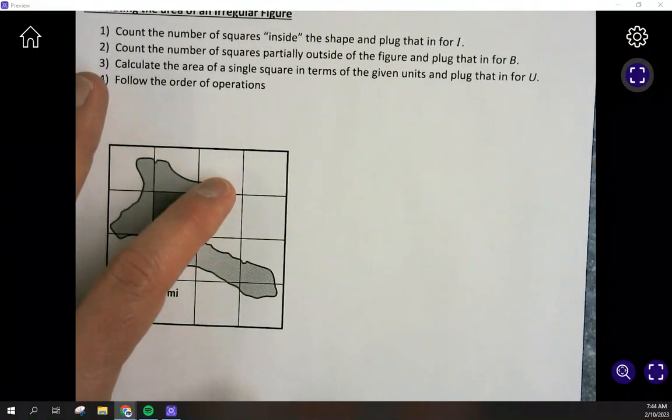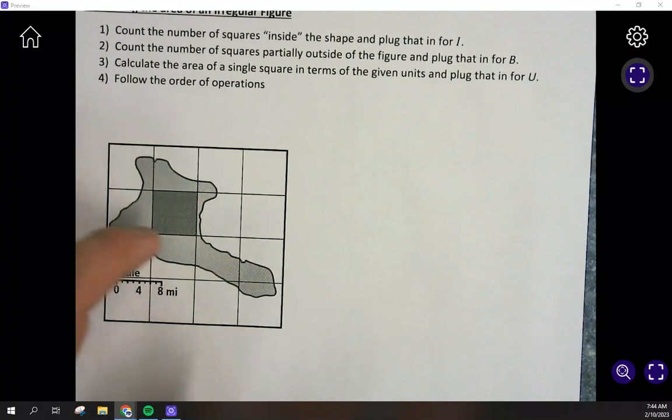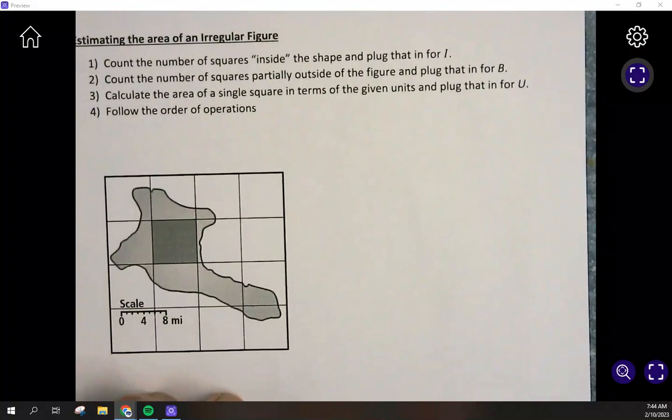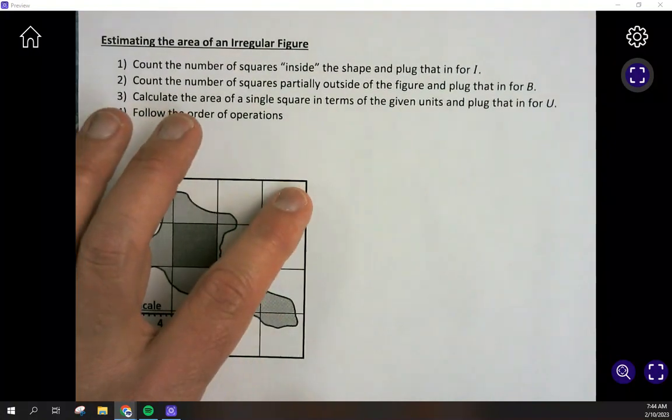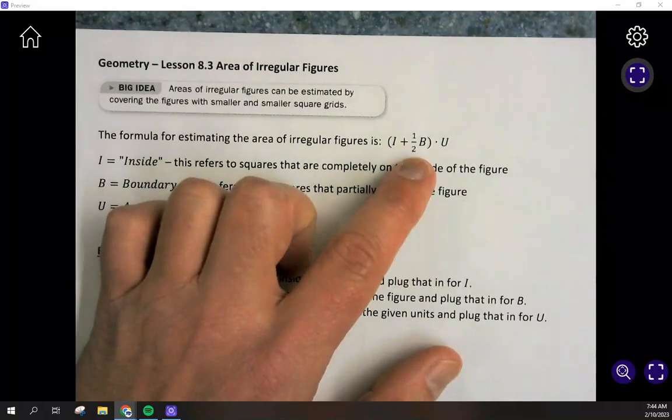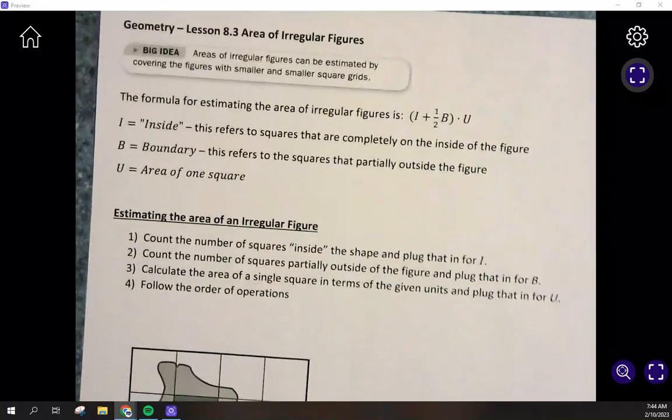We're going to count the number of squares that have some part of the boundary. So that's what B is going to stand for. It's the squares that are partially outside the figure. So this one would not count, but this one would. And then what we're going to do is we're going to take half of all of those boundary squares.